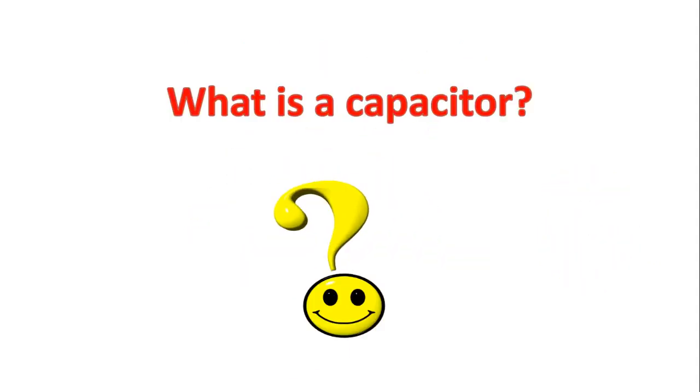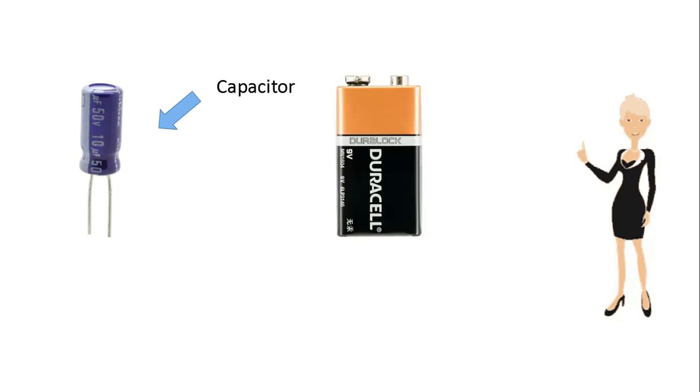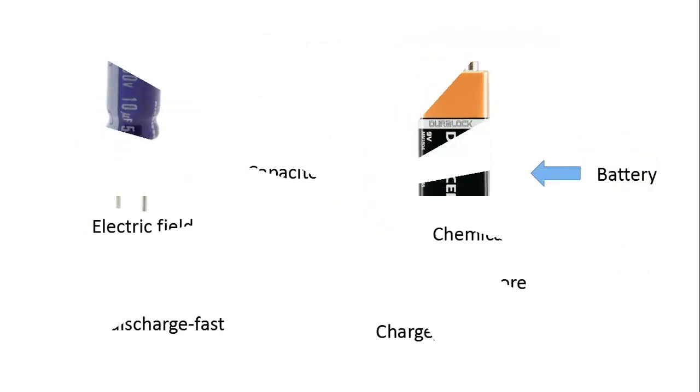Now there comes the question, what is a capacitor? This is the appearance of a capacitor. We can compare the capacitor with a battery because a capacitor also stores electric charge. It is like a battery except it stores energy in a different way. So how does it store?